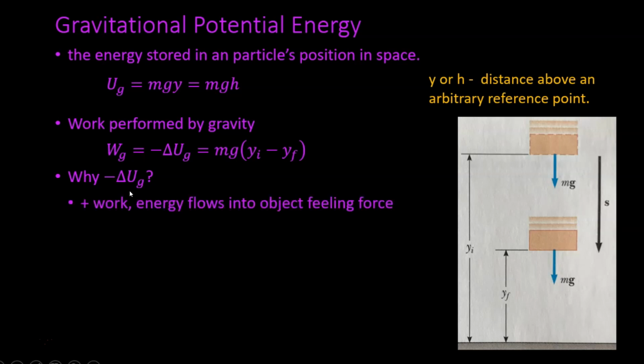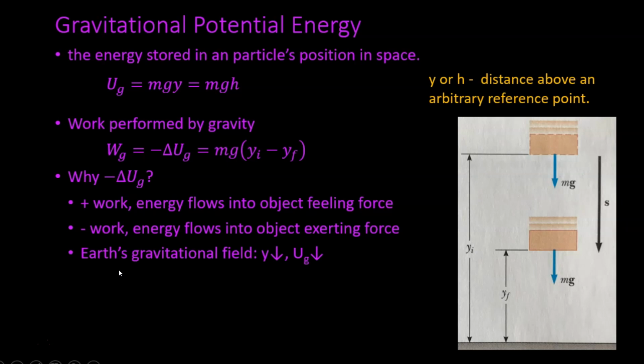Let's look at that. First, we need to remember the flow of work. If work is positive, that means the energy is flowing into the object feeling the force. Or in this example, if work is positive, that means that energy is flowing from the gravitational field into the falling box. If work is negative, then energy is flowing into the object exerting the force. In this example, that means that energy would be flowing into the gravitational field, and of course that means that it would be flowing out of the falling block.